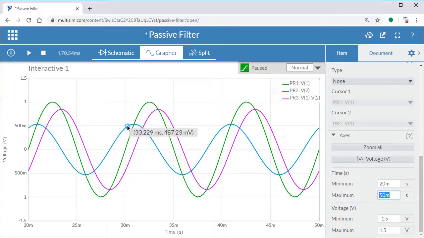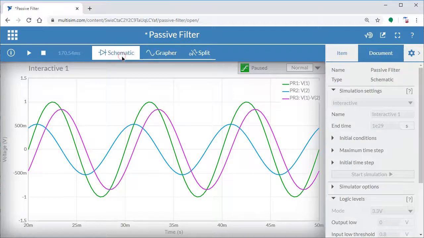So there's the resistor voltage in phase with the series current. There's the supply voltage, which is the sum of the other two, and there is the voltage across the capacitor, which is the capacitor voltage. And that's how we do that.